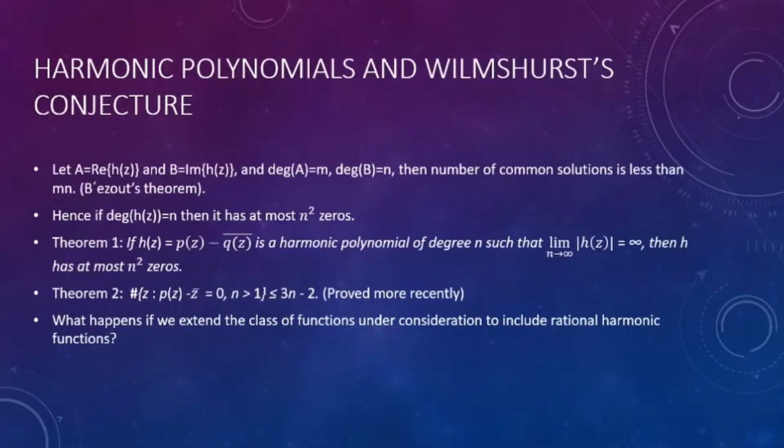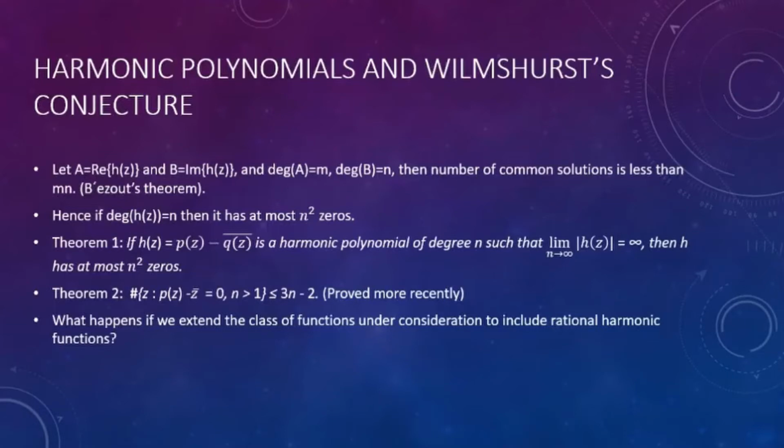Moving on: harmonic polynomials and Wilmshurst's conjecture. A conjecture is a conclusion or proposition which is suspected to be true because of some preliminary supporting evidence, but a solid proof has not yet been established. Where are we going with this conjecture? You will see that in 5 more minutes.